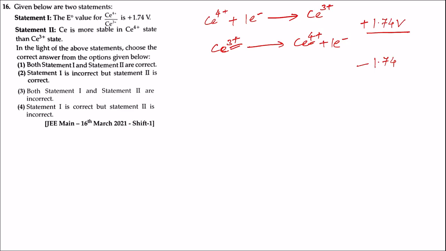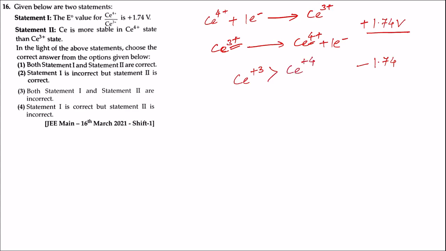Therefore, cerium 4+ ion will always have a tendency to change into cerium ion in +3 oxidation state, or it could be said that cerium is more stable in its +3 oxidation state than in +4 oxidation state.